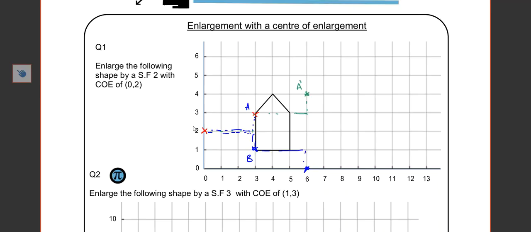So remember, you always start from the centre of enlargement. So I've gone across 3, down 1, go back, do it twice. So B dash is there. And I'm just going to do C up here. I'm going to go across 4, up 2, and I've got to do that twice: across 4, up 2, across 4, up 2. So C dash is up there.